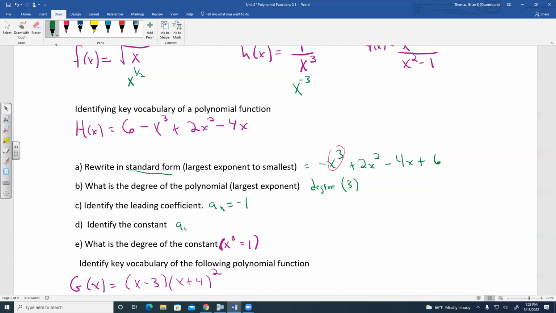The constant a sub 0 is going to be the last term, but again, it has to be a number. It can't be something with a variable, because the constant has to have a degree of 0. So in this case, 6 would be considered the constant. So remember, the degree of the constant is this 0. So keep that in mind. x to the 0 is 1. We don't show that in the problem. So notice how you have this 6x to the 0. That really means 6 times 1, which is 6, and that's why its degree is considered 0.